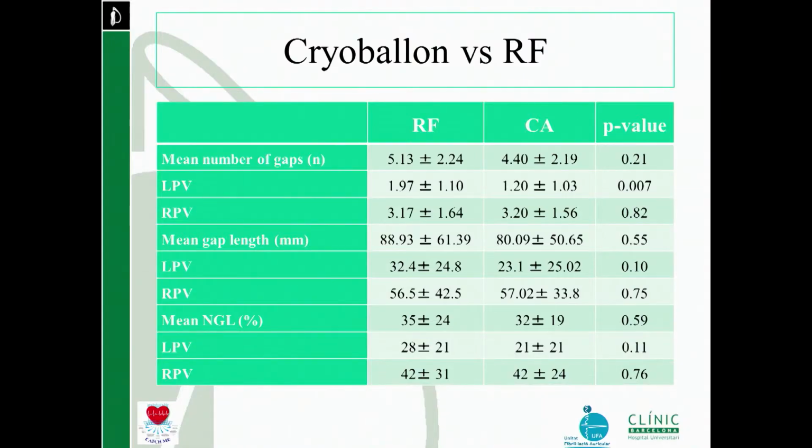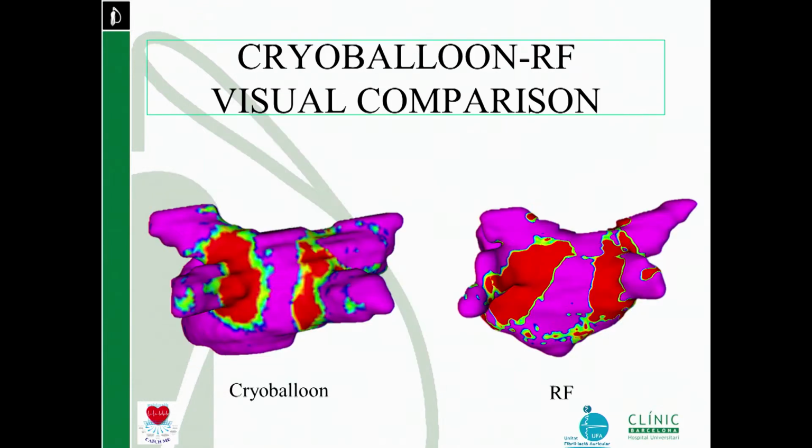We can also compare cryo with RF. In this series, we have compared 30 patients and 30 match controls, and you see more or less there's not much difference in terms of results. There were more gaps in the RF as compared to cryoballoon, but the extension of the lesions is quite similar in both systems, with some more gaps seen in the RF technique as compared to cryo, at least according to the image. So this is not an electrical gap. Those patients were not recatheterized, were just studied by MRI. Okay.